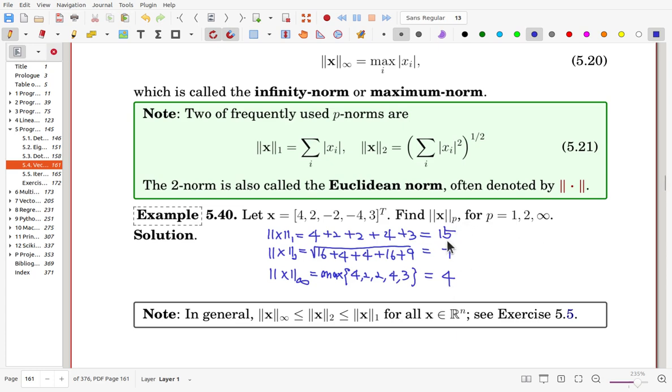So here the one norm is the largest one, the infinity norm is the smallest one, and the two norm has a mid value. In general, we can prove these inequalities. The infinity norm cannot be larger than the two norm, and the two norm cannot be larger than the one norm once x is from Rn. So I ask you to prove this inequality as an exercise problem.